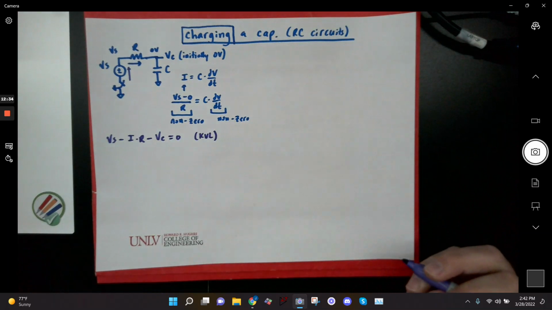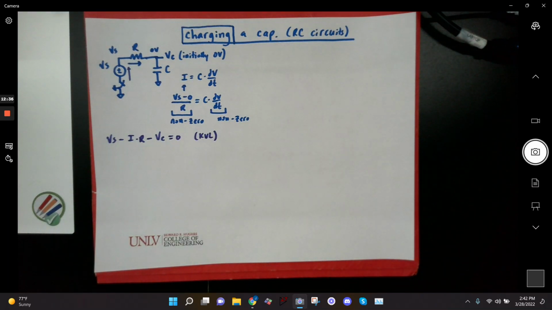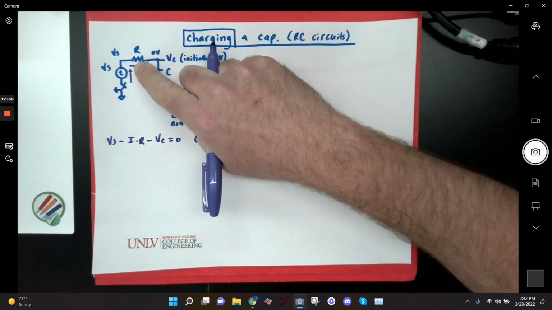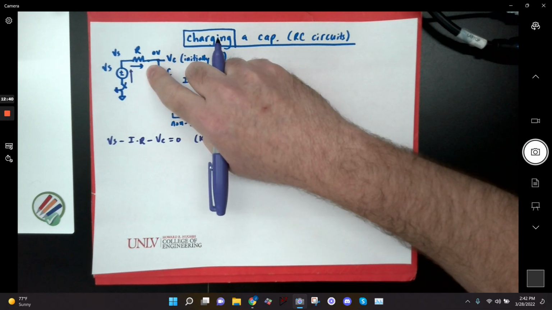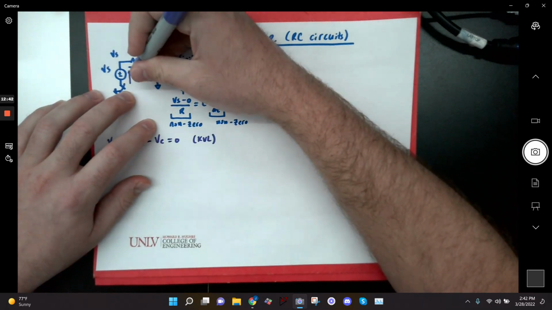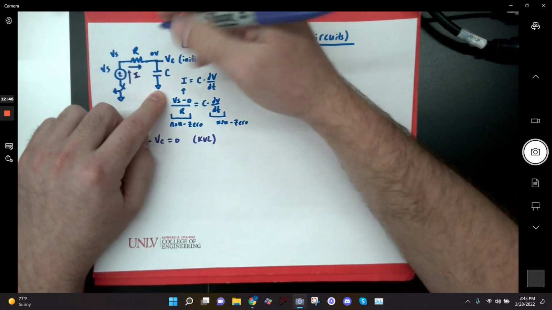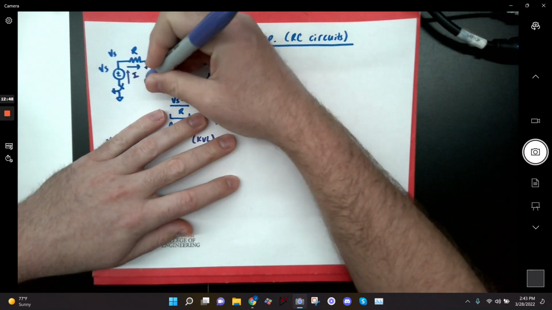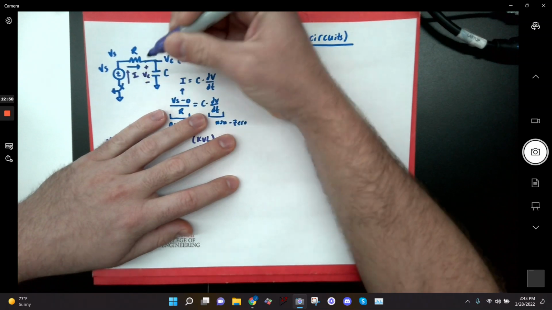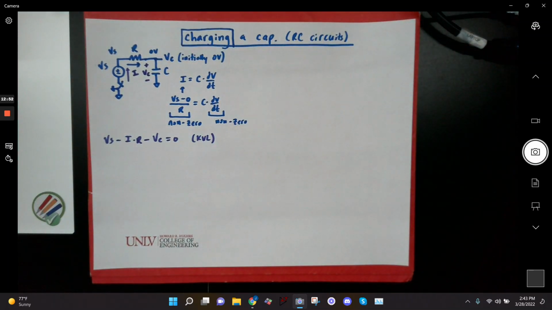Everybody see that? Any questions about that KVL? I went up across the voltage source. I dropped some current, or let me call this current I. I dropped by I times R across the resistor, and then I dropped by Vc across the capacitor. Okay?